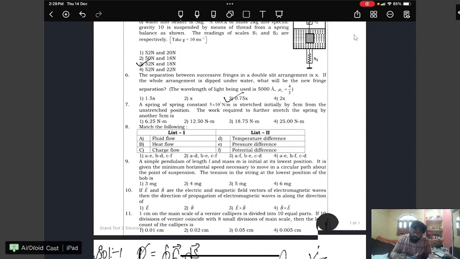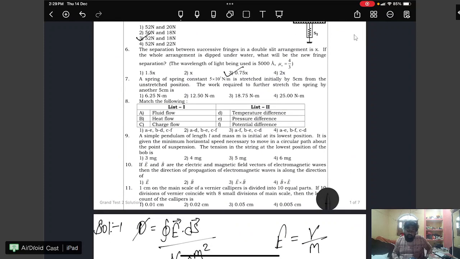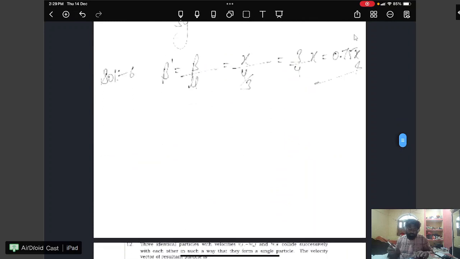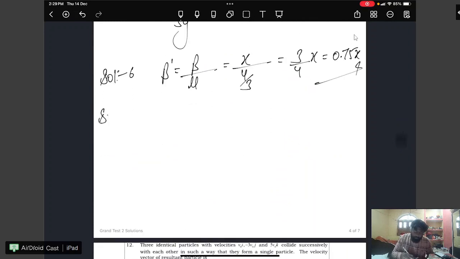Now, a spring of spring constant 5 into 10 to the power 3 is stretched initially by 5 centimeter from the unstretched position. The work required to further stretch the spring by 5 centimeter means 5 plus 5, 10 centimeter they have stretched afterward. So initially 5 centimeter spring stretch.